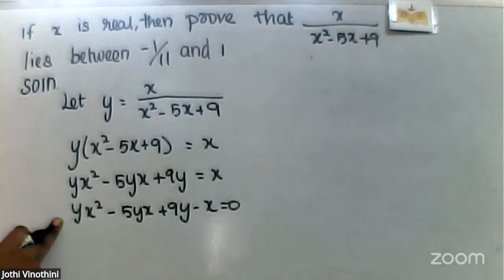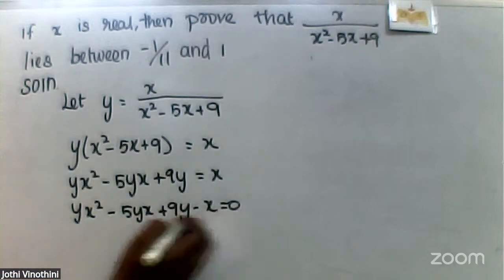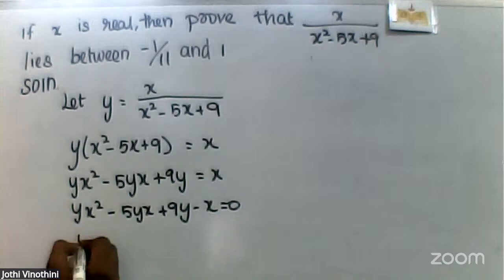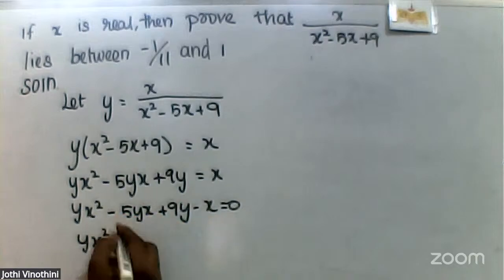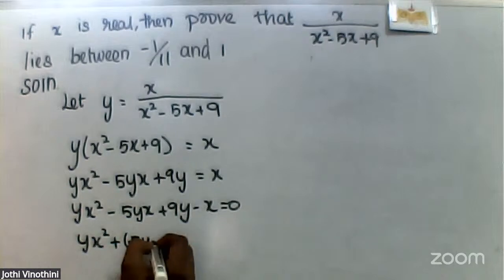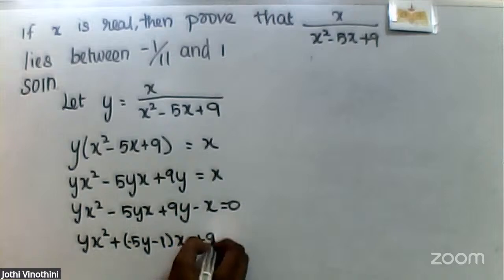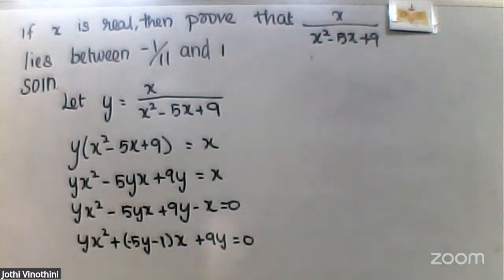Right? I'm going to simplify this one. Is there any other x squared term? No. So yx squared remains the same. See here there are two x terms. So it becomes minus of 5y plus 1 multiplied by x plus 9y equals 0. I will give you 1 minute so that you can copy this and we will move to the next step.